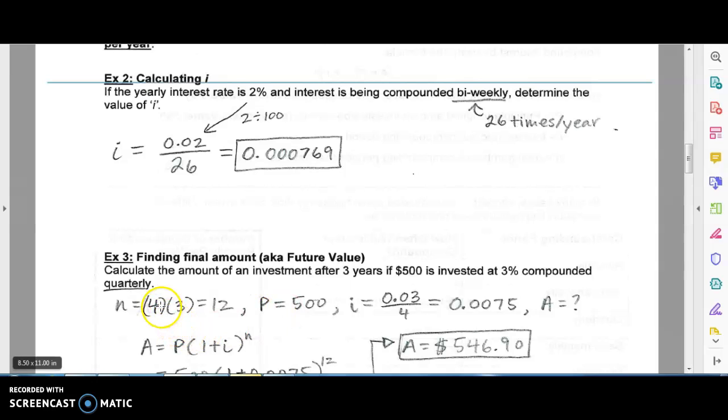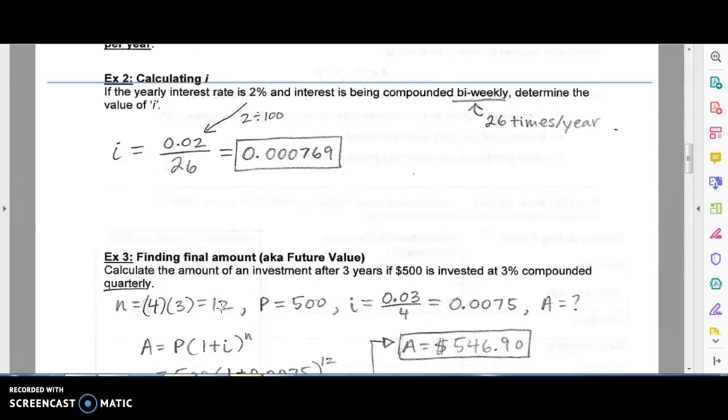The ones we have to do a little bit of work for are I and N. Remember, N is the number of compounding periods during the term of the investment. So we take however many times it's compounded in a year and multiply it by the number of years of the investment. Compounded quarterly means 4 times a year. That's where this 4 comes from. How many years is the investment for? We're told right here, 3 years. So 4 times 3 tells us our N value is 12.